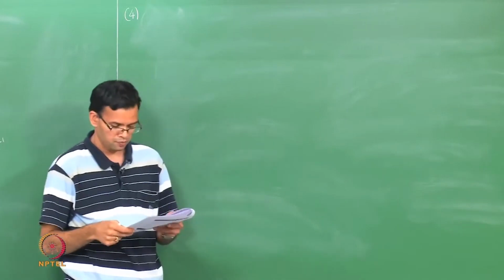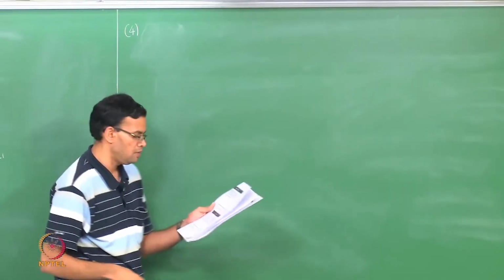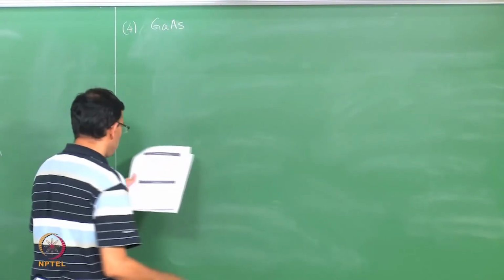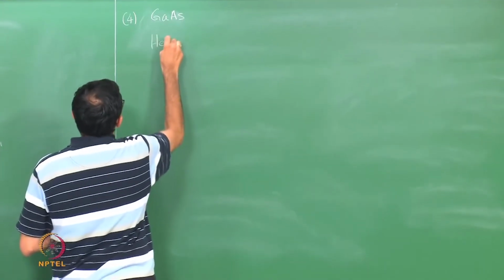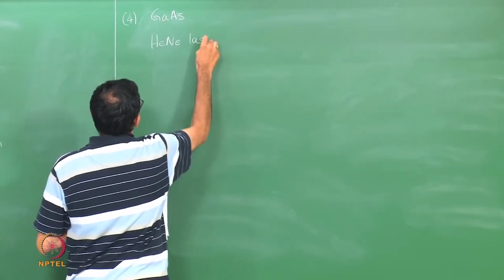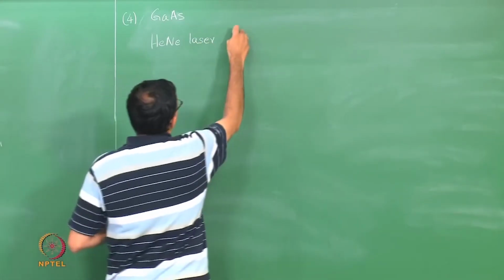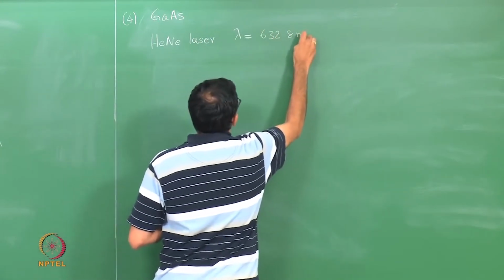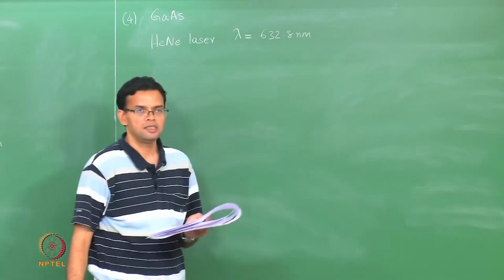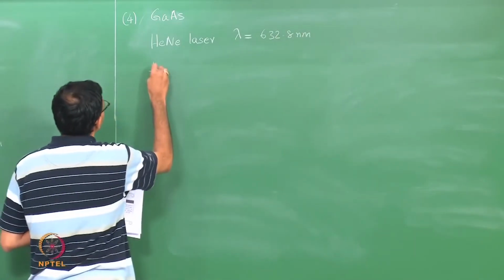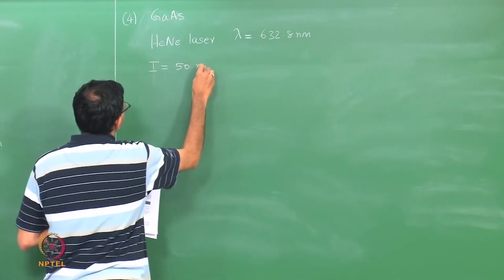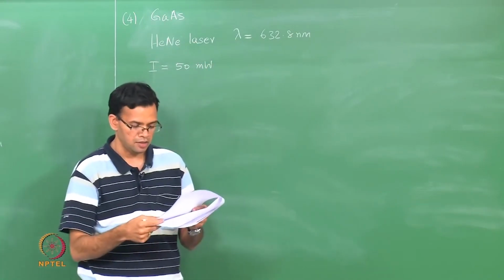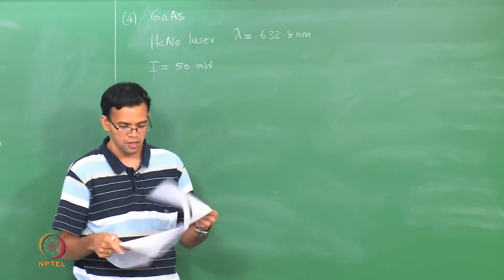So, problem 4, you have a gallium arsenide sample is illuminated with a helium neon laser beam. So, you have a helium neon laser. The wavelength of the laser light is 632.8 nanometers and the intensity is 50 milliwatts. We want to calculate how much power is dissipated as heat in the sample due to thermalization.